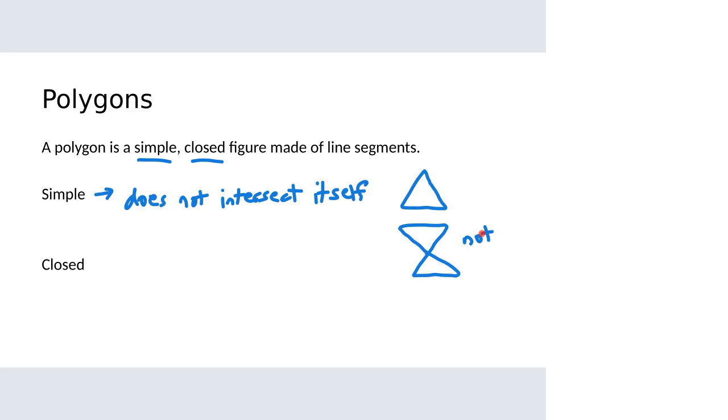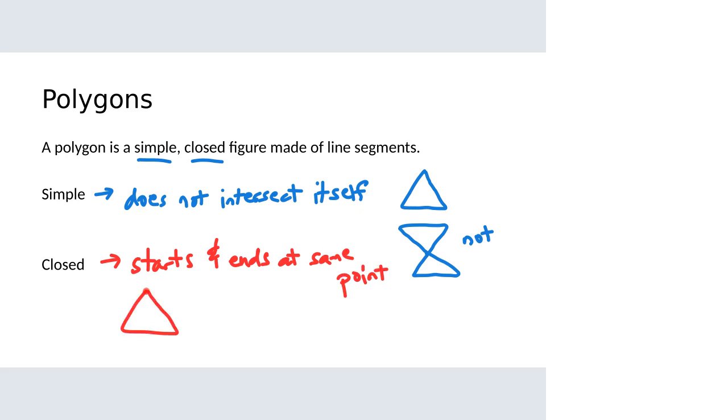Closed. Closed means that it starts and ends at the same point. So, for example, a closed figure could be like this one right here. It starts and ends at the same point. Something that doesn't start and end at the same point might be something like that. So this one is not closed.